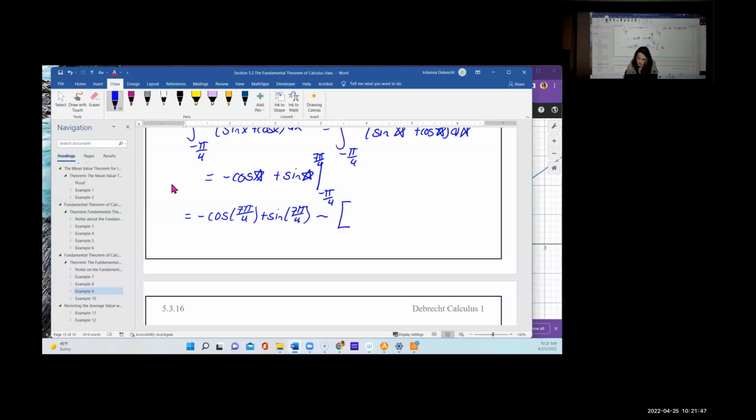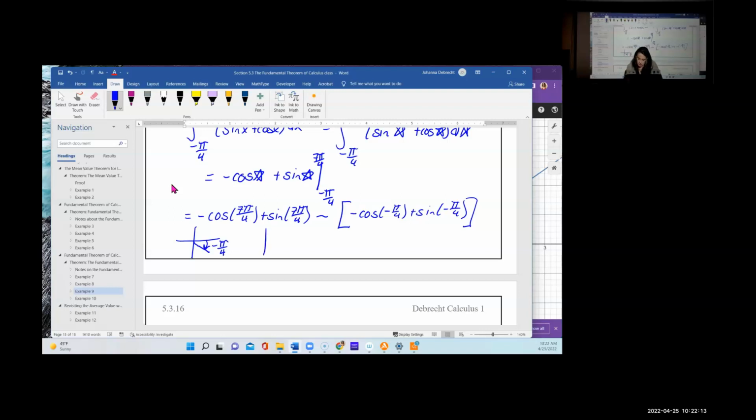Make sure you put brackets, if you use this method, around the entire second term. So this becomes negative the cosine of negative pi over 4 plus the sine of negative pi over 4. Now you may need to remind yourself, where's negative pi over 4 again? Oh yeah, it's here in quadrant 4.